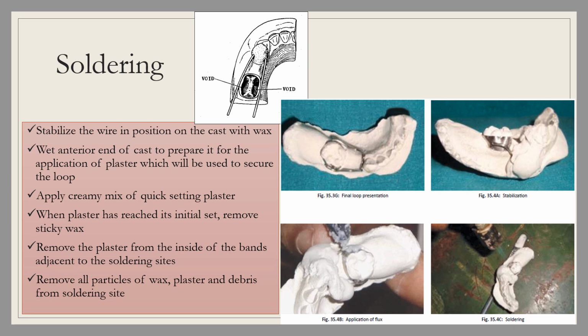Once the plaster is set and you have secured the loop, you should remove the excess plaster near the shoulder area. Remove any plaster inside of the bands, everything. Then flux should be placed. Application of the flux should be done carefully, because depending on the flux, the solder will flow only at the shoulder.